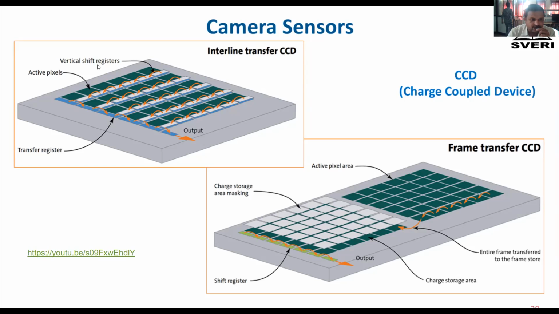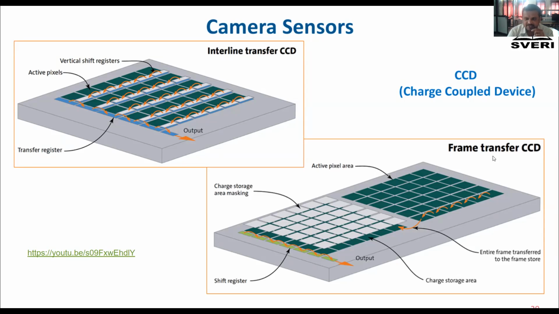These white lines are the vertical shift registers. And these green blocks you are observing are nothing but active pixels. And these blue rectangular shapes you are observing are nothing but the transfer register. Therefore, this is interline transfer, and then afterwards the output is there.